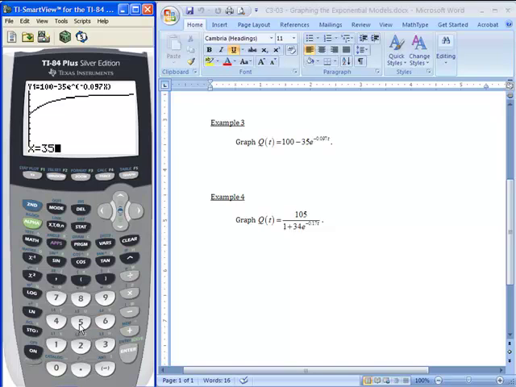Now let's increase that to maybe x = 35. So let's type in 35 and press enter. And now y is up to about 98.8, or almost 99. If we go to 45 and press enter, we're up to about 99 and a half, 99.6 if we rounded.